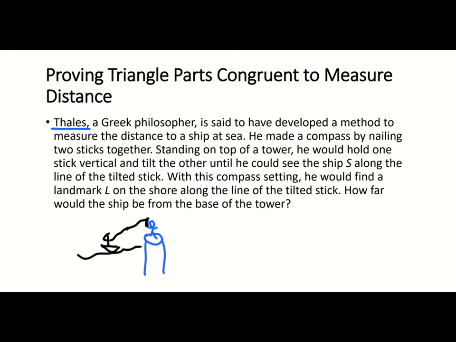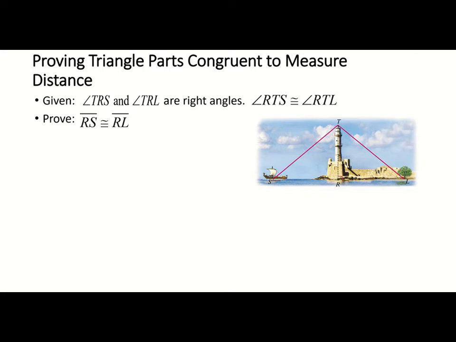And then with this compass setting, he would keep that setting and take this stick right here, flip it around until he could point it towards a landmark that he knew, something like a tree on land, where he knew the distance. So if he knew the distance to this tree, or could measure it from the base of the tower out, he could find how far out the ship was. And we're going to do a proof to prove what he did works.